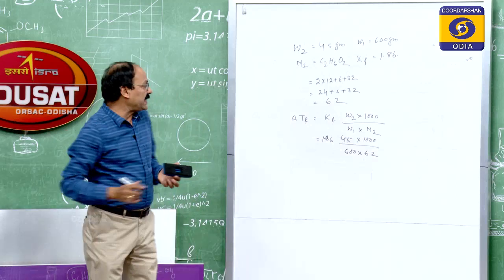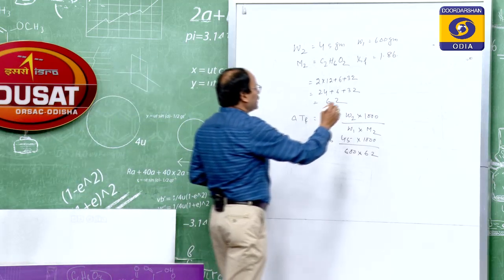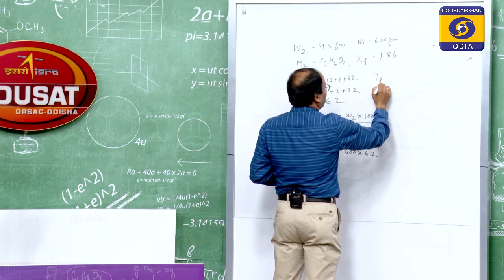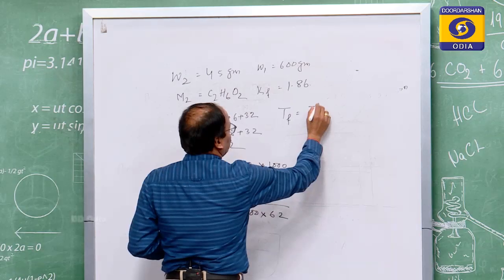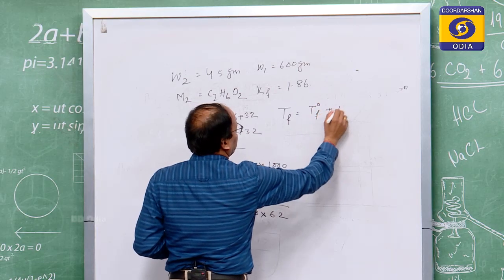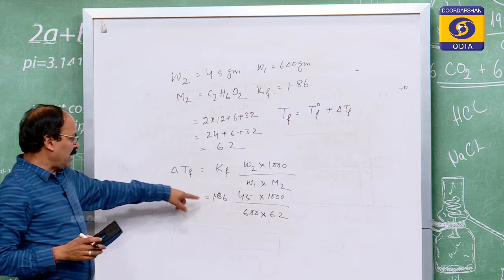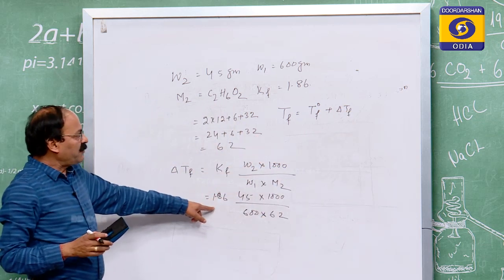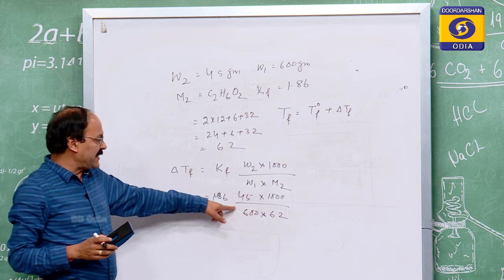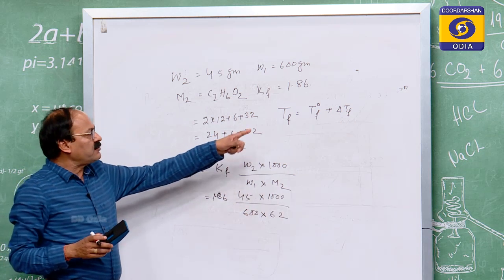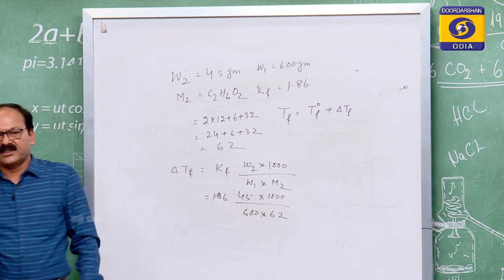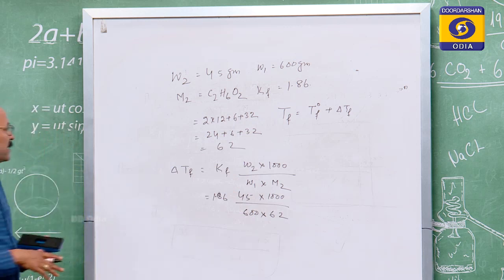By calculating delta Tf, you can find out Tf, that is Tf is equal to T0f minus delta Tf. For the second part, you can find out delta Tf from here by doing simple arithmetic, then you put that value here, and you will get the freezing point of the solution. We will go for the second numerical.